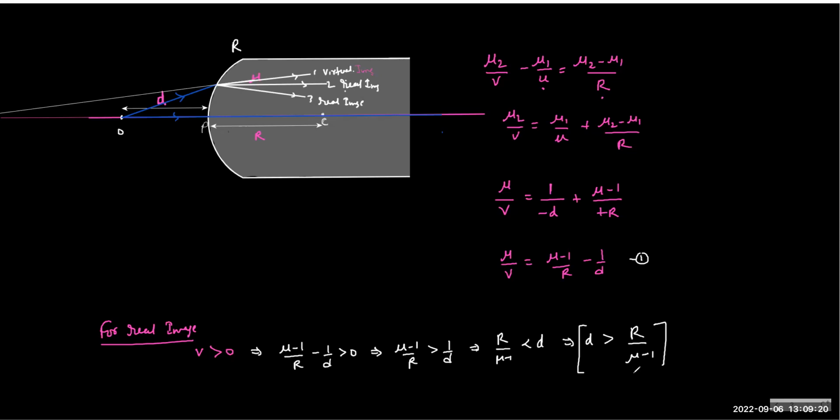So only when the object is kept beyond this distance, we get a real image. Is this clear? And if D is equal to R upon (mu minus 1), then what do we get? The image at infinity. That's the idea, right? So if V is infinity, 1 by V will be 0.